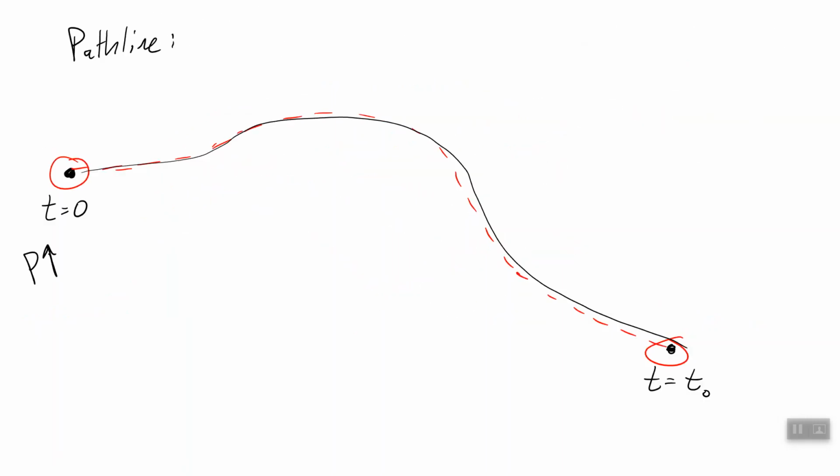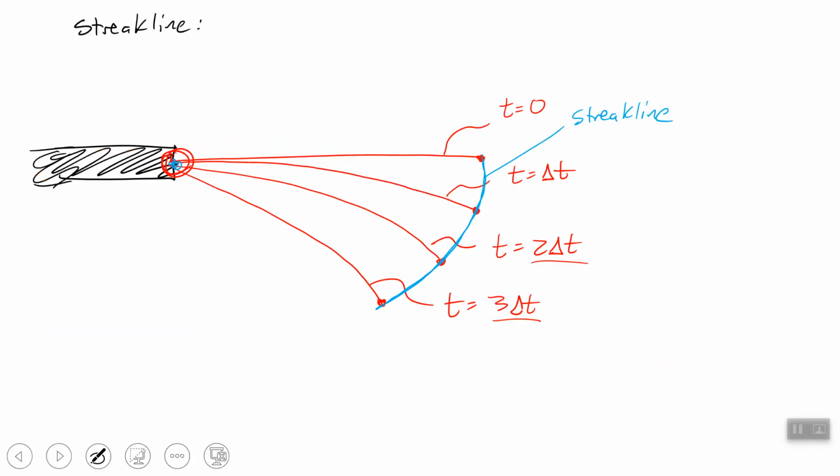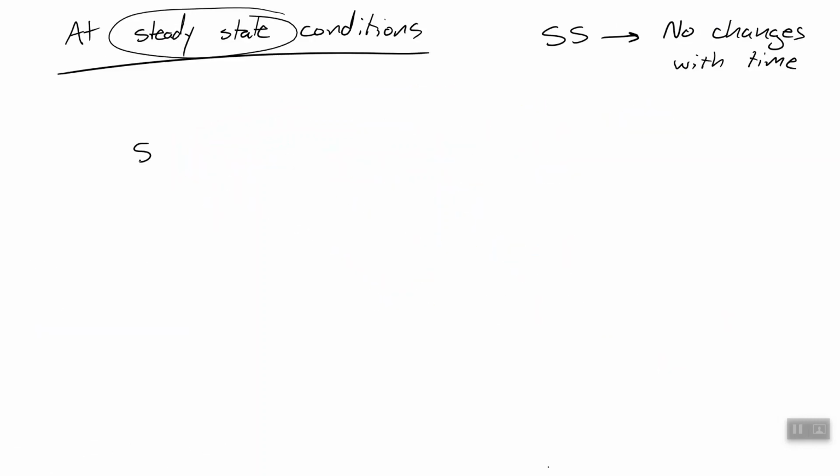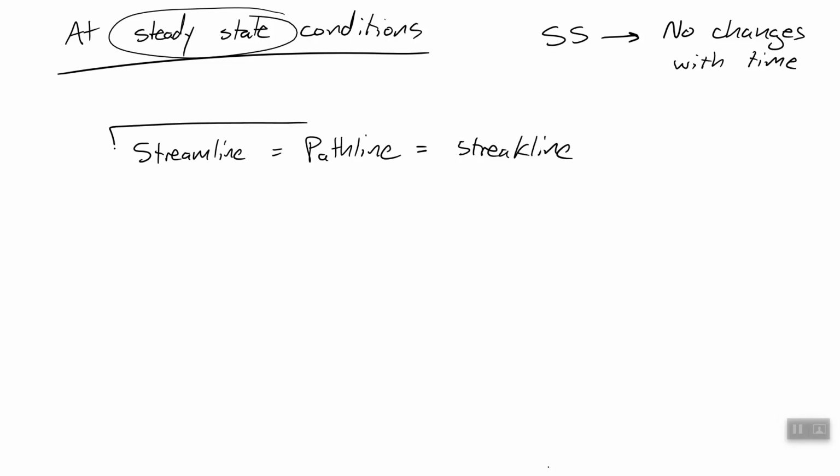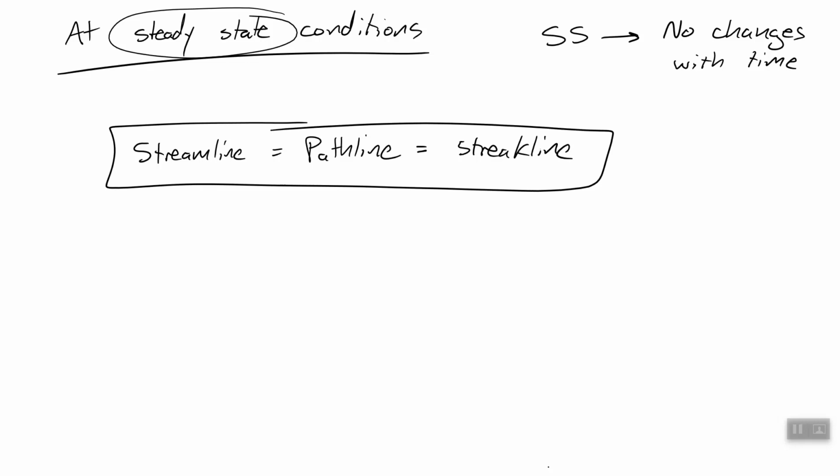But as long as everything remains the same, all the properties remain the same and don't change with time, then the streamline, the path line, and the streak line will all be the same. They will look the same. So a streamline will be equal to a path line, which will be equal to a streak line. Okay, again, that is only true for steady state conditions.